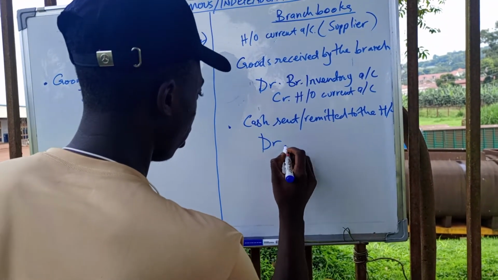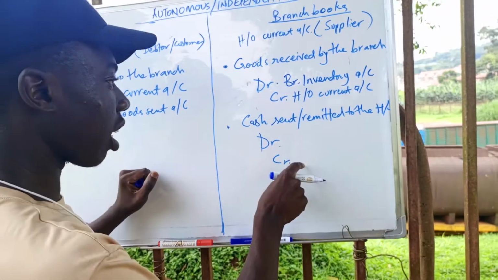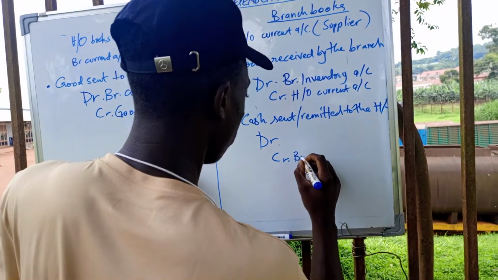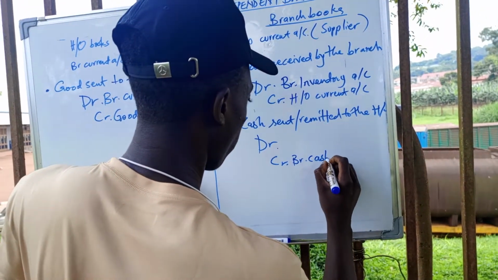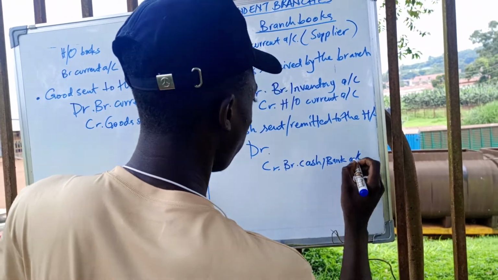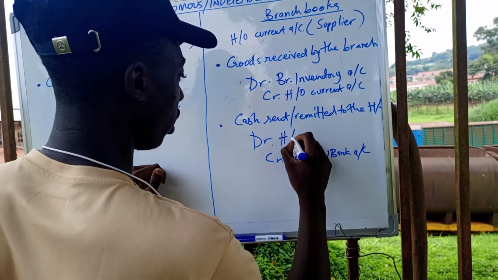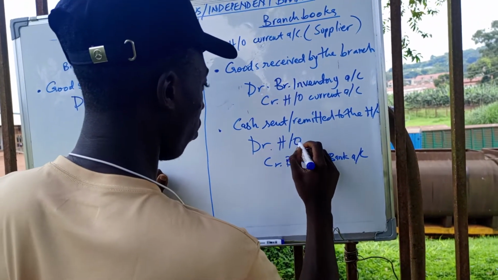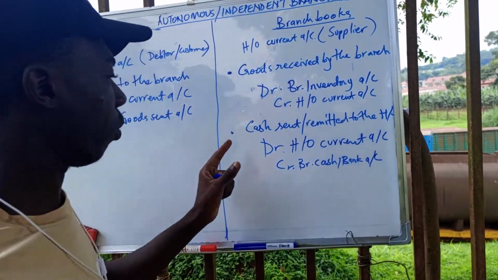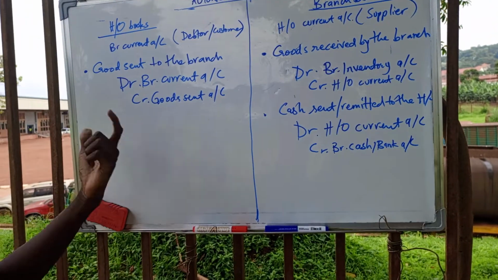you're supposed to be passing a double entry, debit, credit. When you send money, you recognize that your branch cash account is reducing because you are sending it, you are losing it. So I credit my branch cash or bank account, because I'm losing money, I'm sending it to the head office where it belongs. But where is it going? It is going to my head office. So I debit head office current account. When I as the branch send money, in the head office books, the head office is supposed to recognize that it's receiving money.